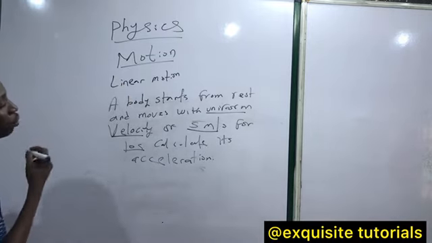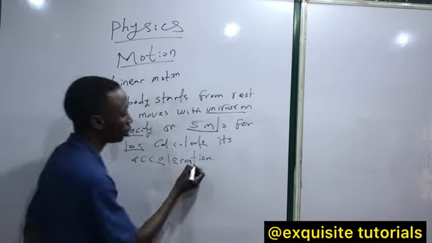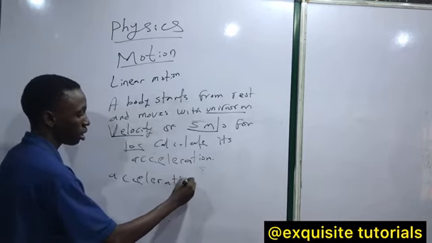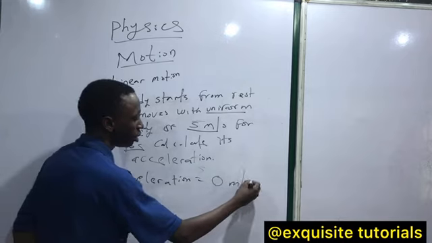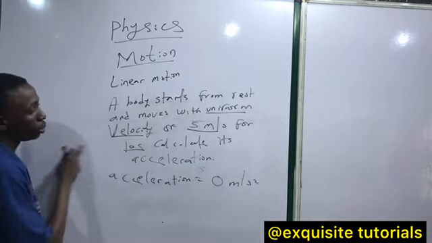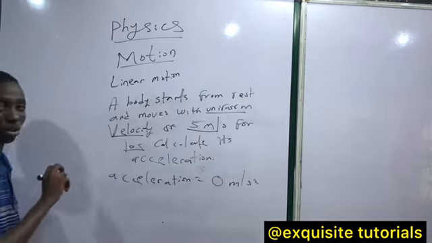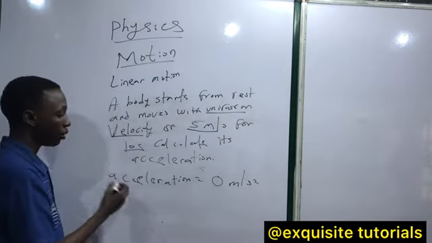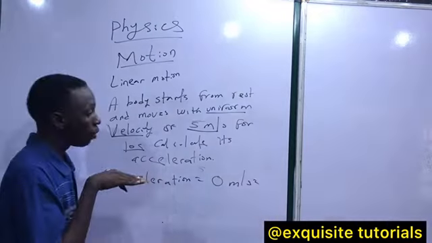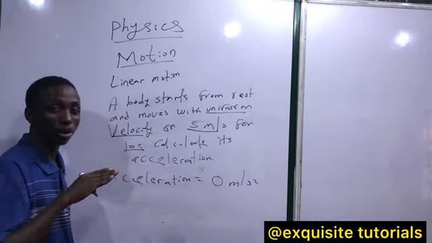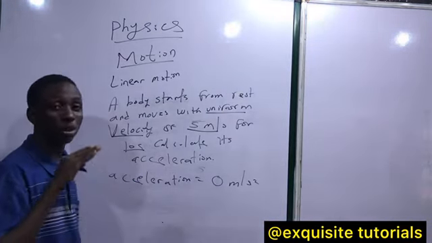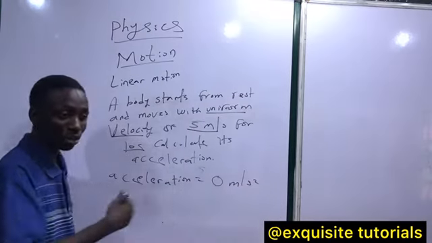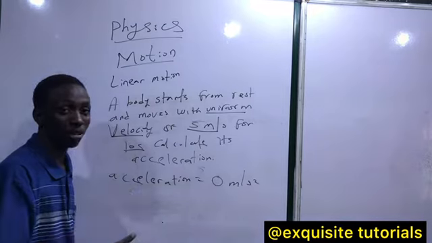Now the body is moving with uniform velocity, so the acceleration is equal to 0 meter per second square, because the body is moving with what? Uniform velocity. So there's no need to solve. That means the velocity of the body does not change. The velocity of the body is constant with time. That means for every equal time interval, the velocity of that body is the same.